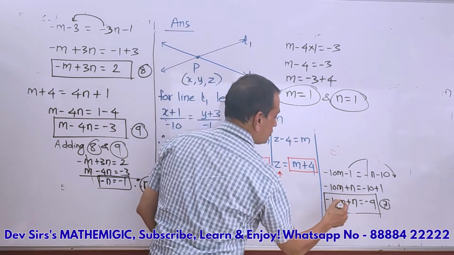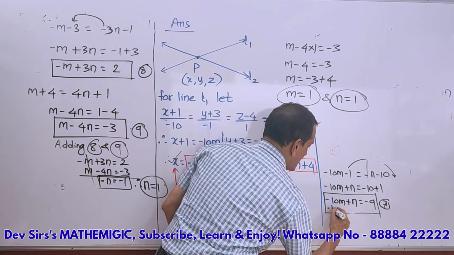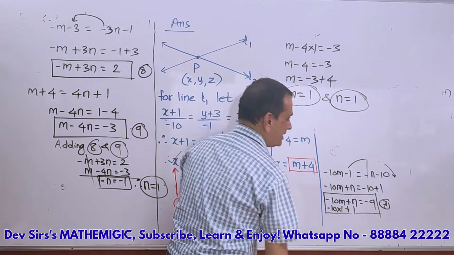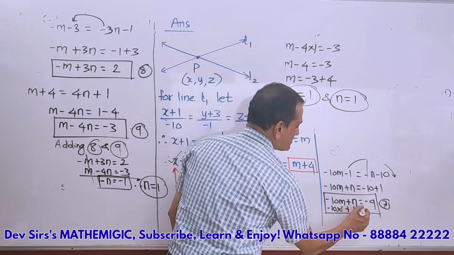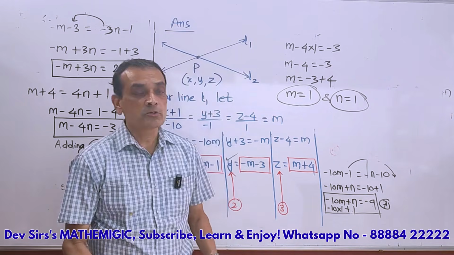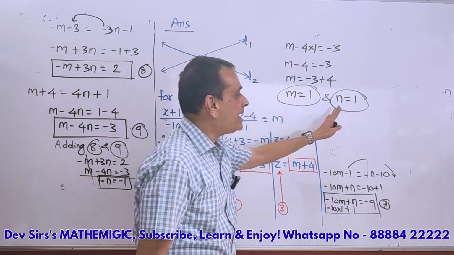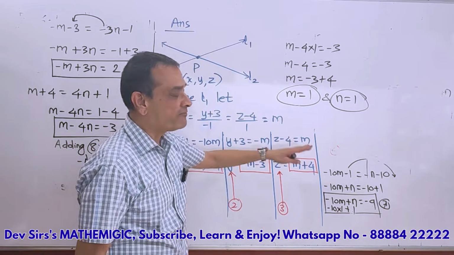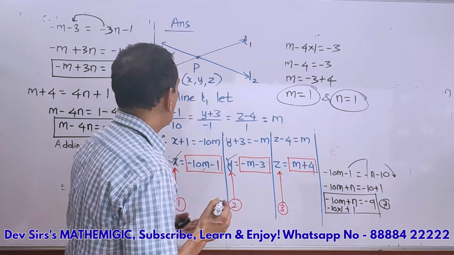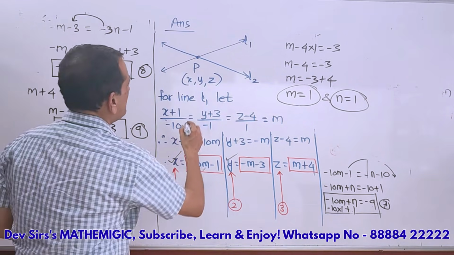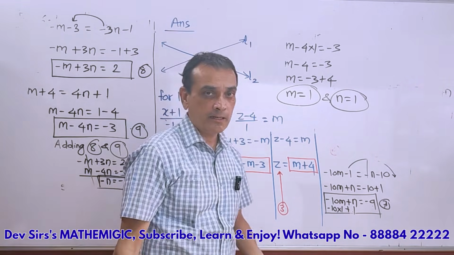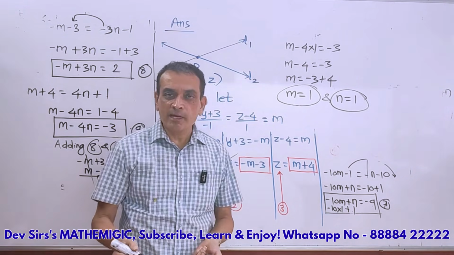Look here. Put m equal to 1 here. Minus 10 into 1. Put n equal to 1 here. 1. Minus 10 plus 1 is minus 9. LHS equal to RHS. So we are going to say that the values of m and n satisfy all three equations. They are real values. Therefore, the lines intersect each other in the point P, x, y, z. I am repeating. I am not going to write. You can write.